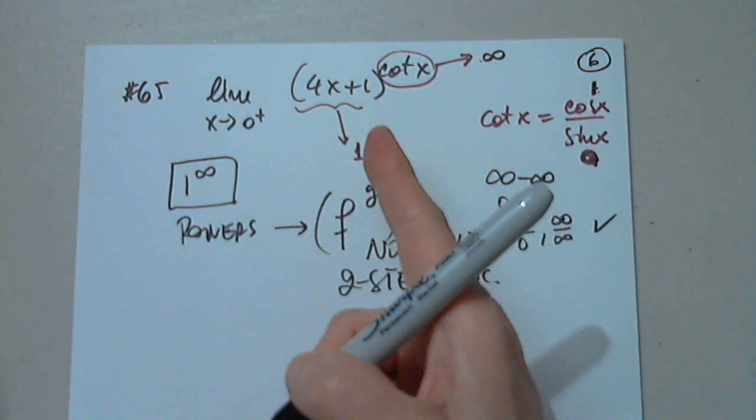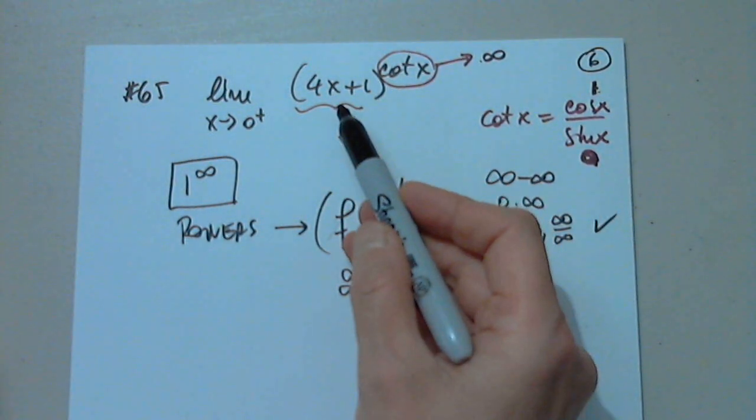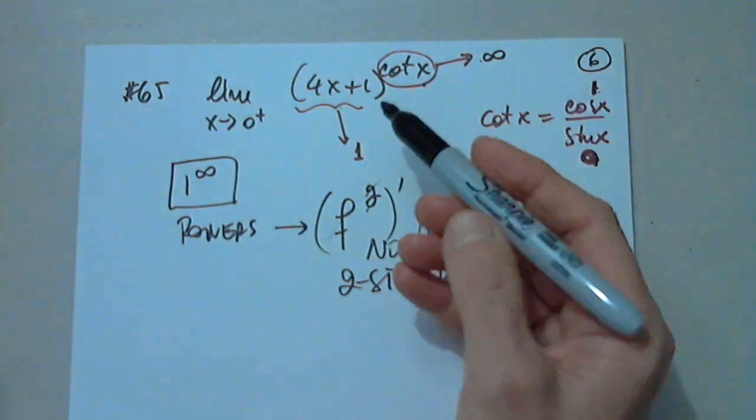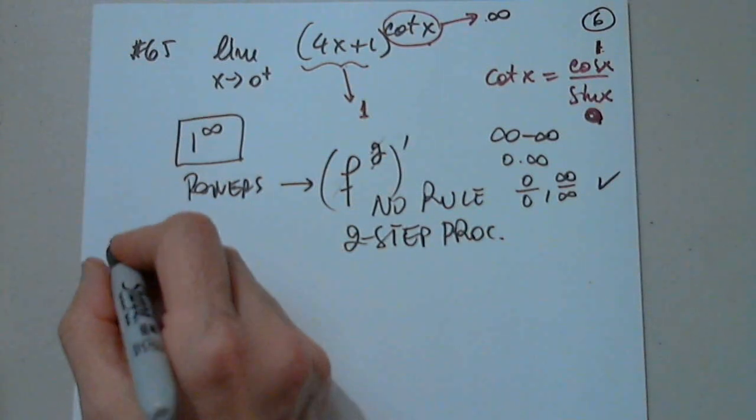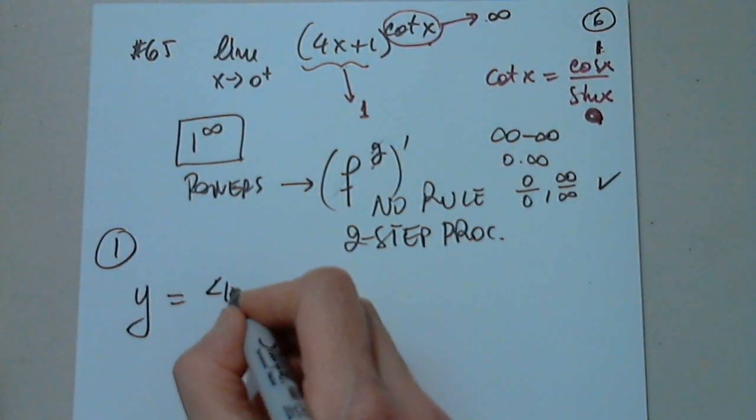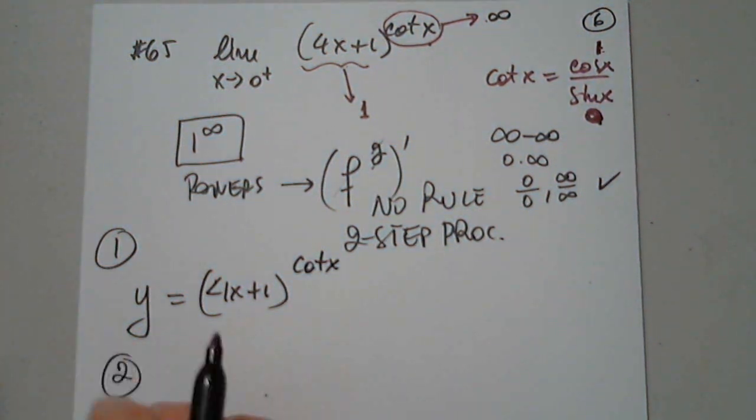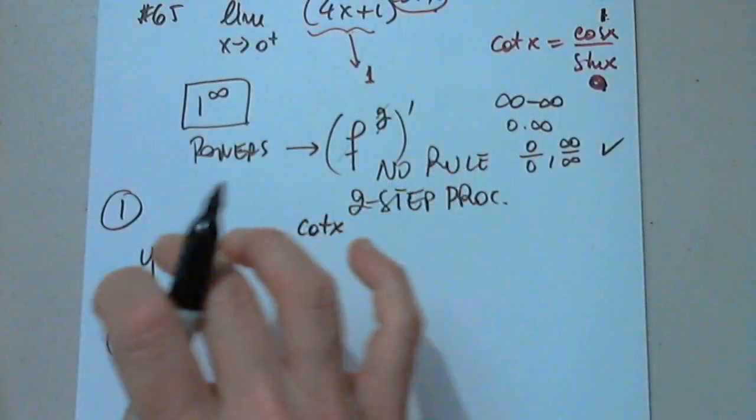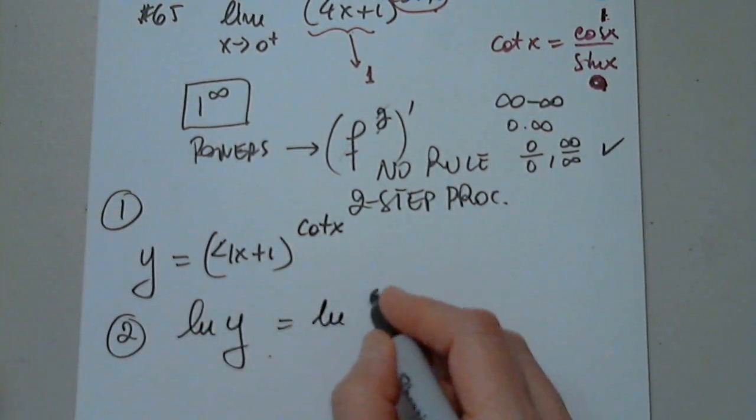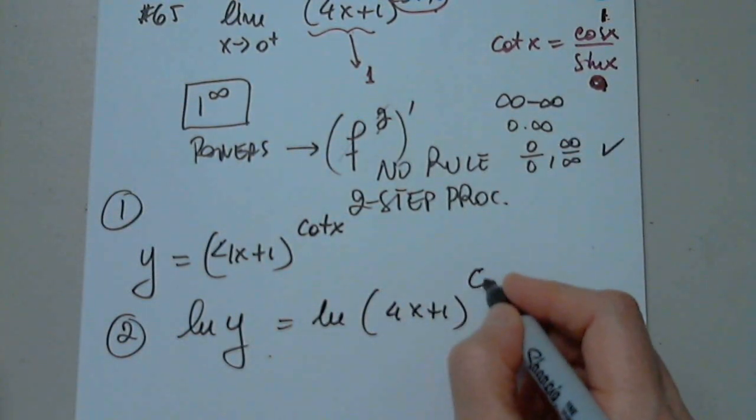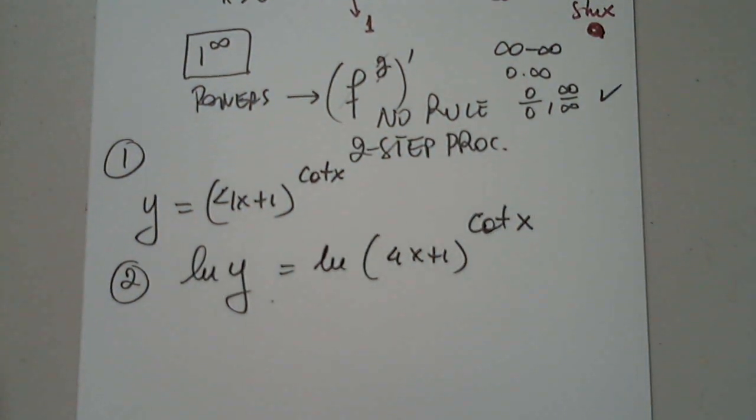Same thing here. It's the same idea. It's a function raised to another function. We have to take the function out of there, and we have to denote it by y. So y is 4x plus 1 raised to cotangent x. In step 2, like before, we have to apply natural log. Natural log y equals natural log of 4x plus 1 raised to cotangent x. How do I simplify this? What is the next step here?